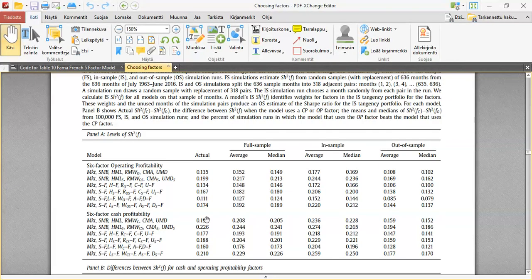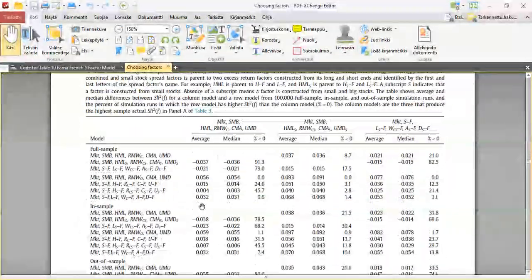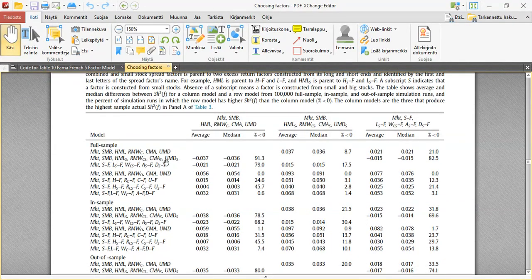This can be just white noise. We don't know. It's just a point estimate. So we need some sort of distribution. And this is what we get here in table 4. So this tells us that in 91% of these 100,000 simulation runs, this row model using small stocks has a higher maximum squared Sharpe ratio than the column model.